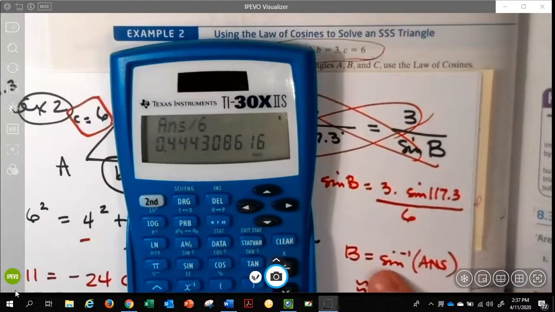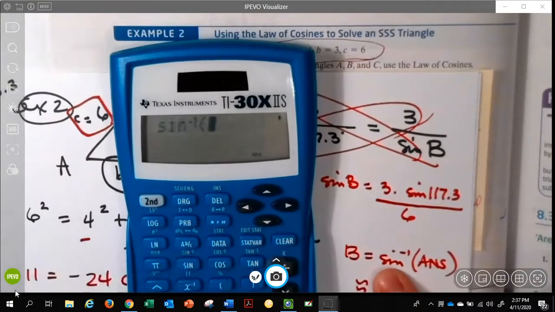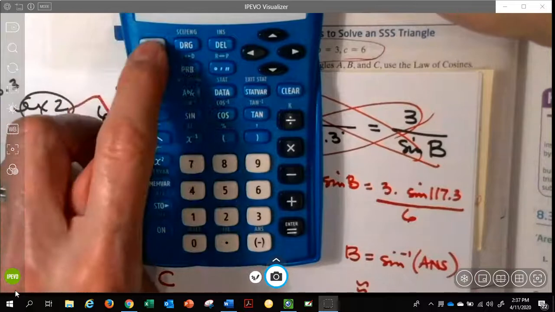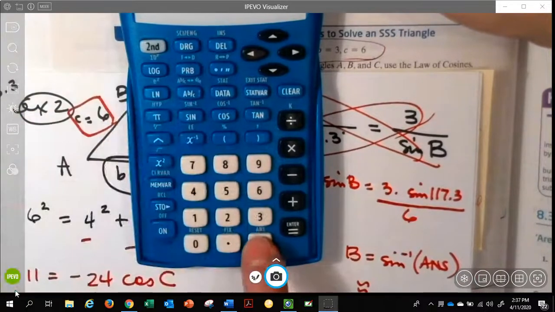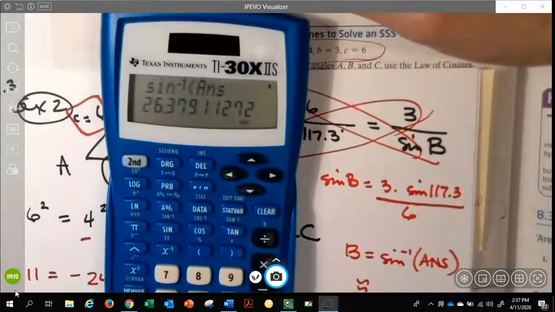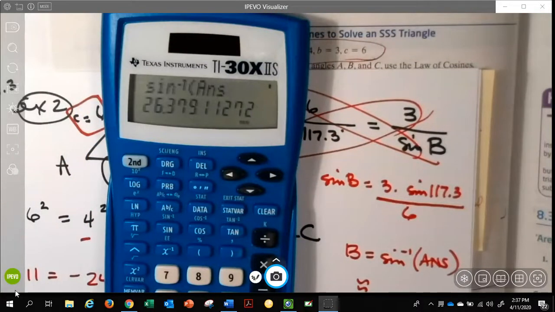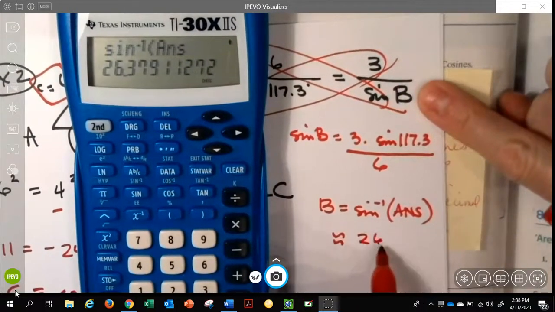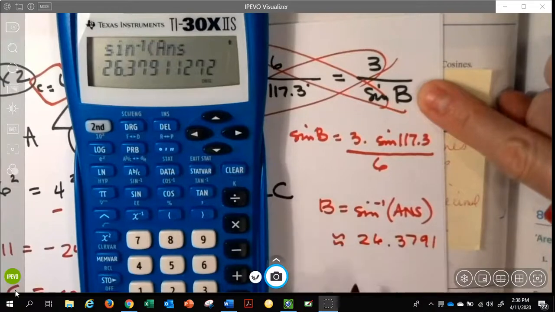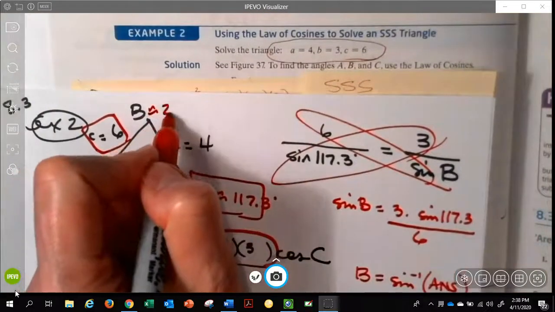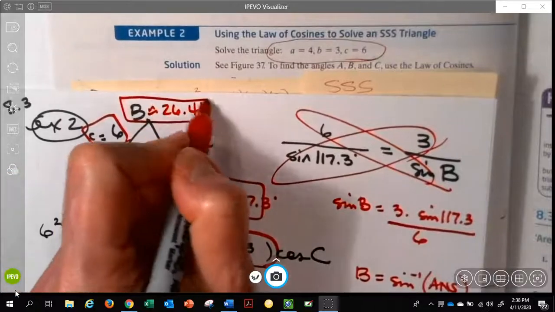I want B. B means I have to do inverse sine and go catch the answer, which means I do second to get the answer. And it tells me I've got the answer going in there. And then I'm going to hit equals. Now we're talking. So now it's telling me that my angle B is 26.3791, or we'll write down 26.4 degrees. So we now have that this is about 26.4 degrees.